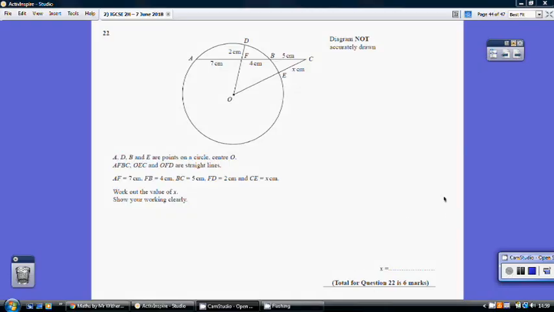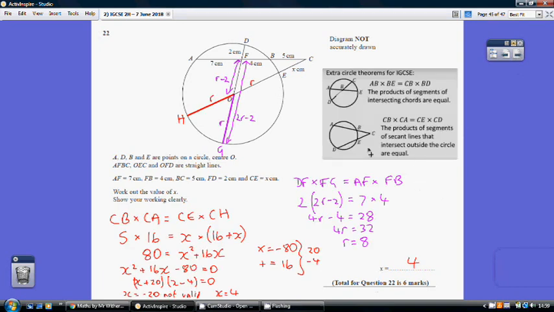Question 22. Now I thought this was pretty difficult. So remember the two circle theorems that are unique for the IGCSE. It's these two here. We've got AB times BE equaling CB times BD. So we're going to use a bit of that to start with. Then we're going to move on to using this one, which is CB times CA equals CE times CD.